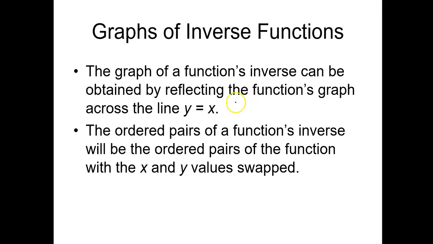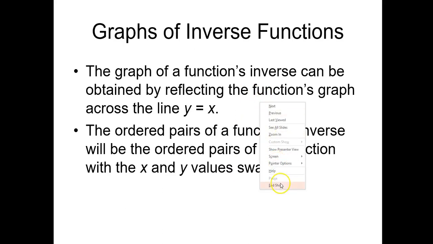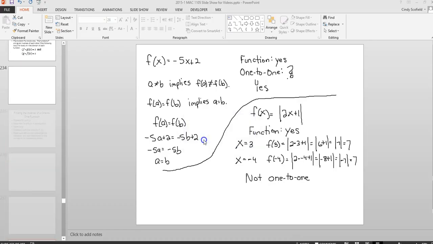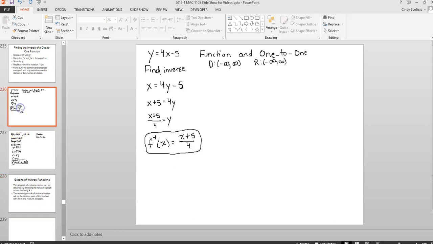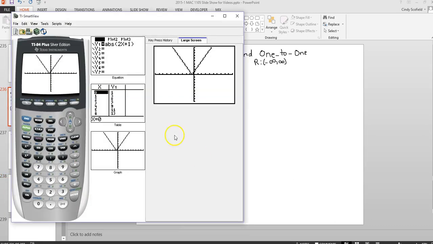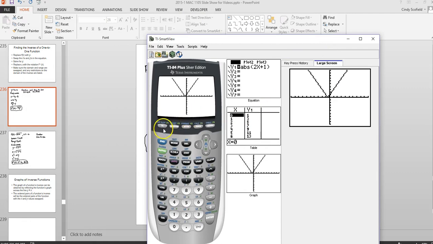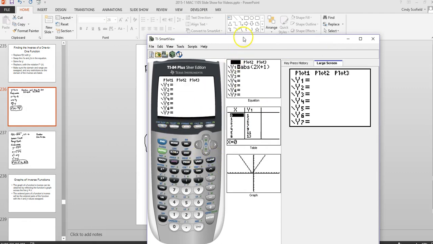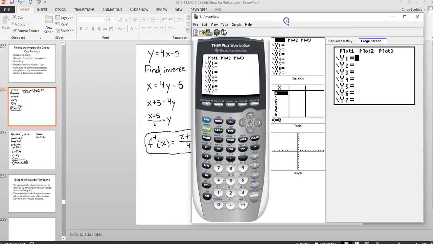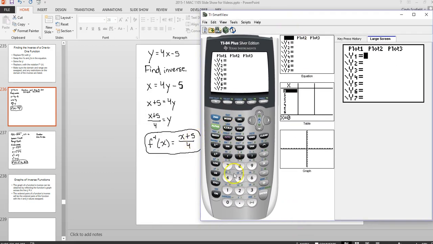Okay, so I think we can use our calculator for this. I'm going to go back to the two functions we just worked with. I'm going to pull the calculator up. Okay, earlier we did y equals 4x minus 5.